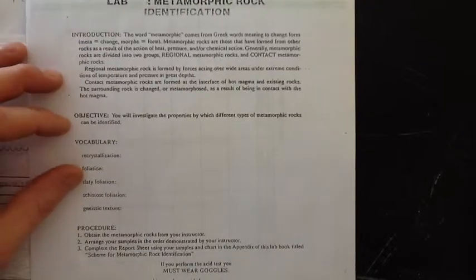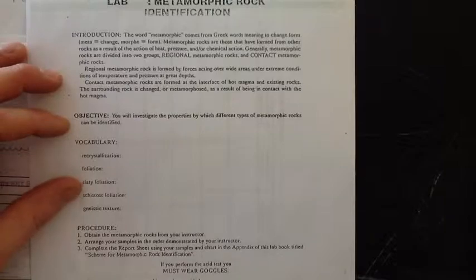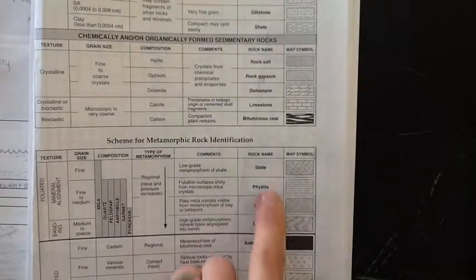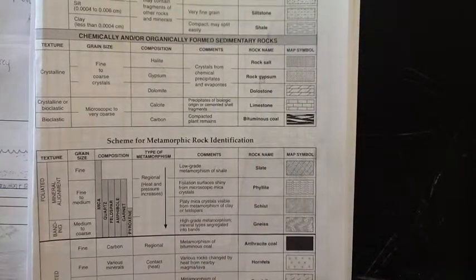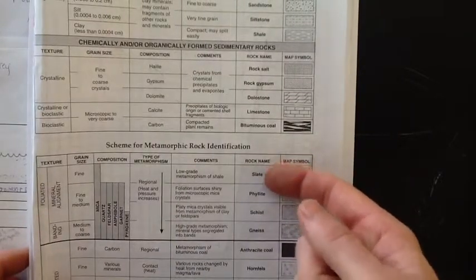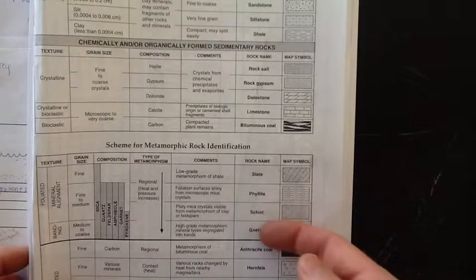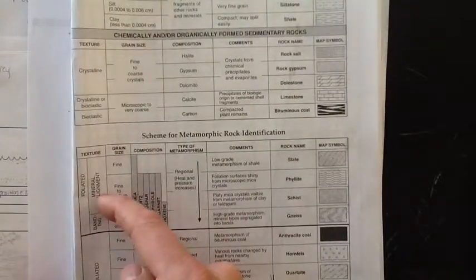And then you'll use these three terms, slaty foliation, schistose foliation, and gneissic texture or foliation, to help you identify the rocks in this lab that have those characteristics. So slaty foliation will be exhibited by slate, schistose will be schist, and gneissic. And those are foliated rocks.